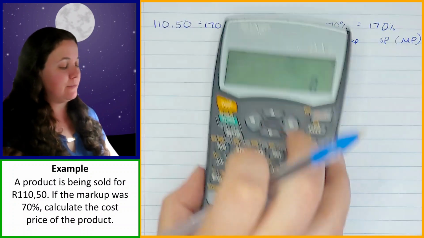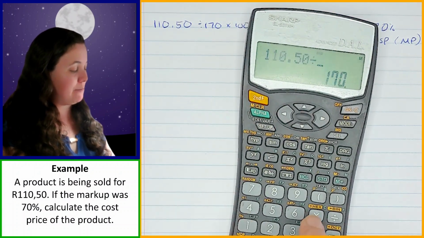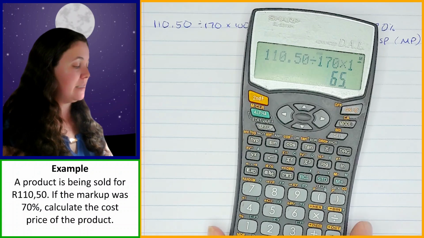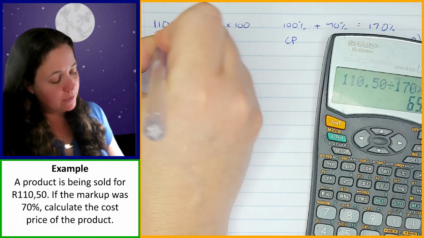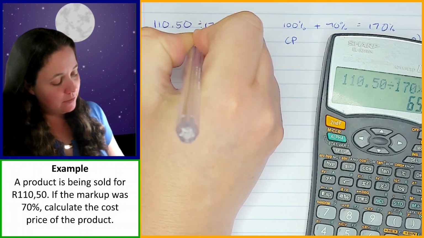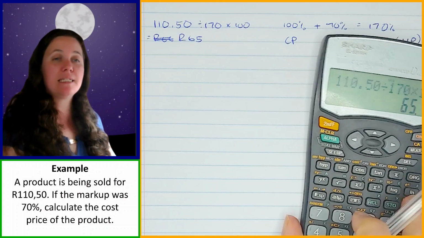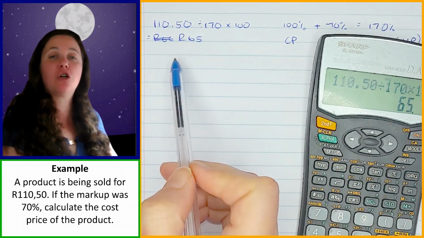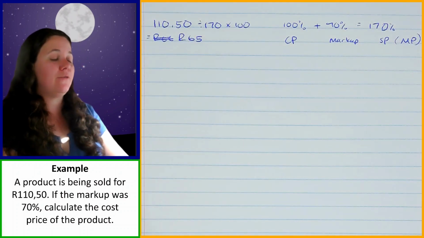So if I take this, 110, 50, divide by 170 and multiply by 100, that's going to give me 65. So that means that the cost price, this is 65. That means that the cost price of this product was 65 Rand. So that's how much it cost the seller to get it in the first place. Okay, so that's the first question.